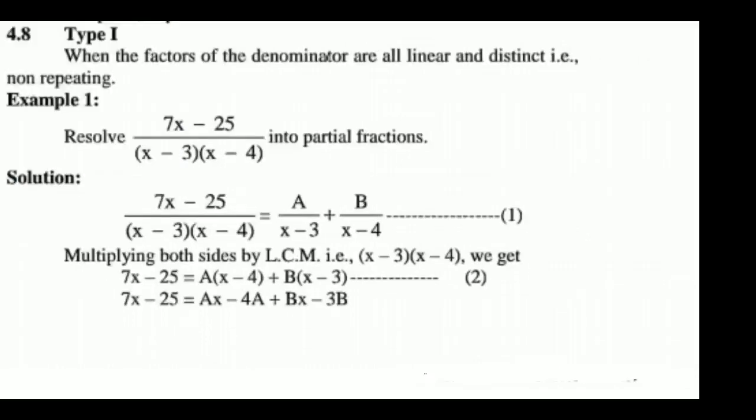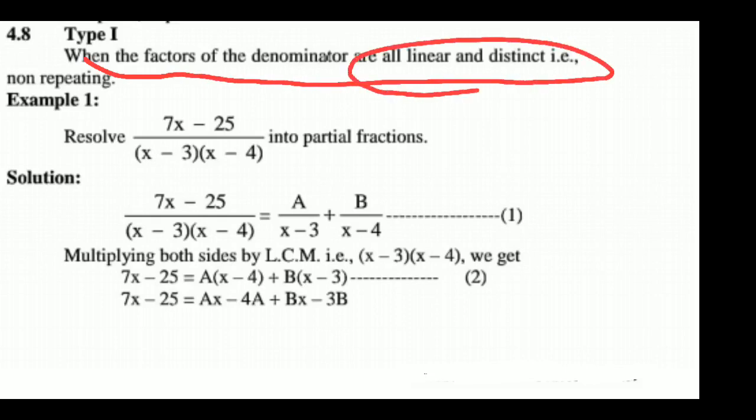Let us see type 1 in partial fraction. When the factors of the denominator are all linear and distinct, that is, non-repeating. If you see here, the denominators are non-repeating factors, x minus 3 and x minus 4. So obviously both are different factors. So when non-repeating factors are available, you have to solve this by the method of type 1.